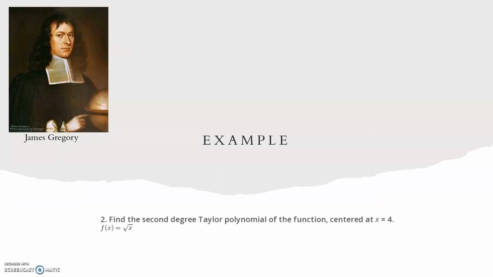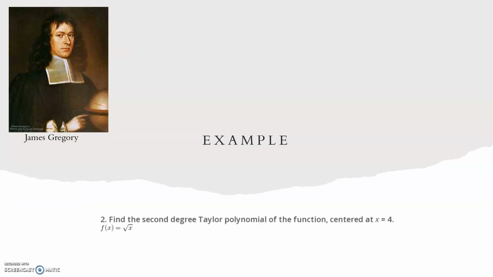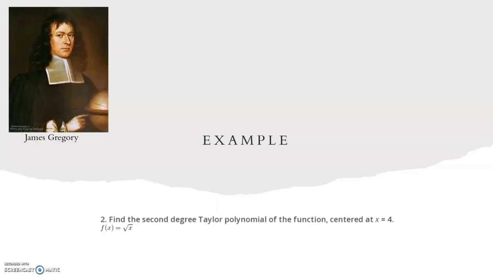All right. By the way, Brook Taylor didn't invent Taylor polynomials. The guy who did was James Gregory, but I think Brook Taylor was rich, and I think that he stole them from James Gregory, but I actually haven't researched it that much.